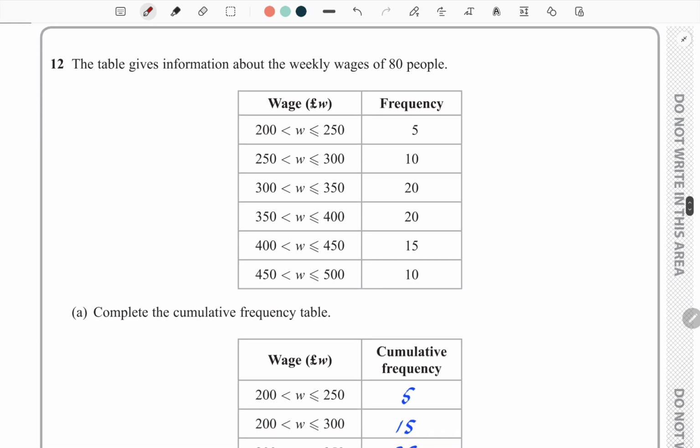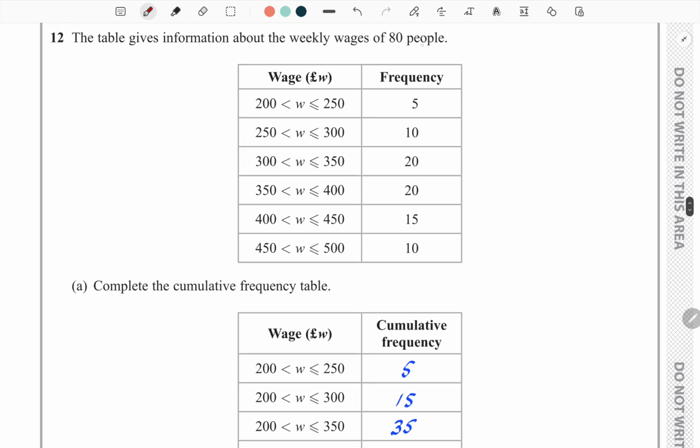Okay, number 12. They've got 80 people in some sort of a table of data. Weekly wages, and they've given the frequency for each category. So, for example, weekly wages of 200 up to 250, there are 5 people earning that much. Then 250 to 300, you've got 10 people, etc. So you've got the frequency for each category.